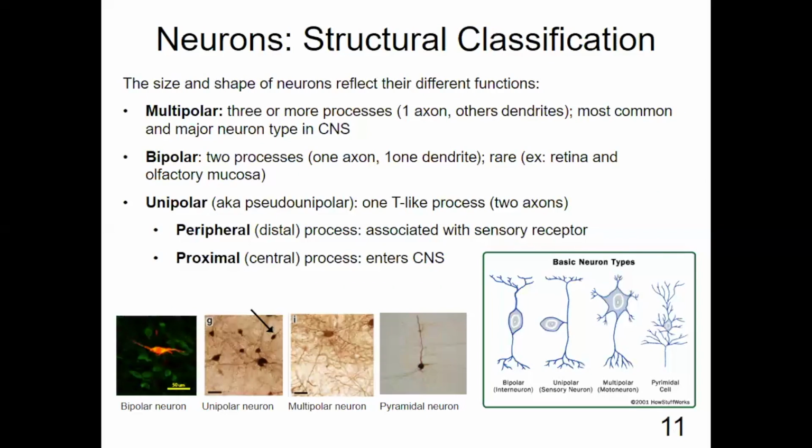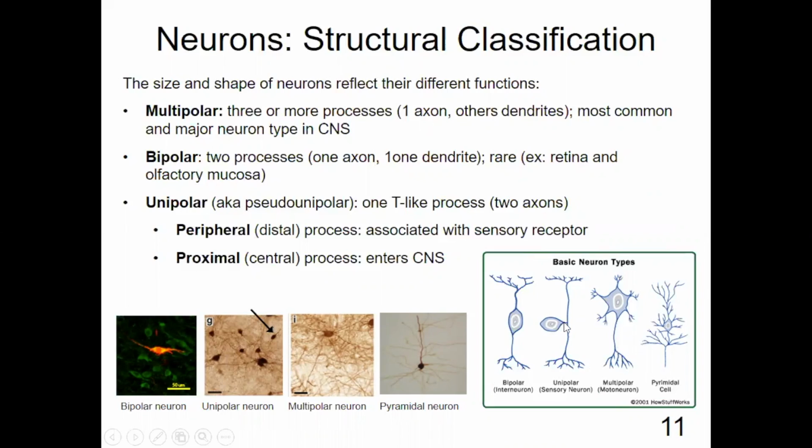Neurons can be classified based on their structure, and their structure is reflective of their functions, which is something we talked about at the beginning of the semester. Cells and tissues have a specific structure because they need that structure in order to perform their function. So there are bipolar neurons. You can see that in this figure here. Bipolar, bi meaning two, have two projections coming off of the cell body.